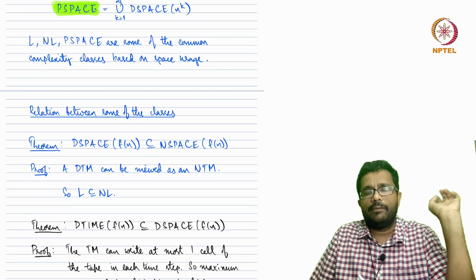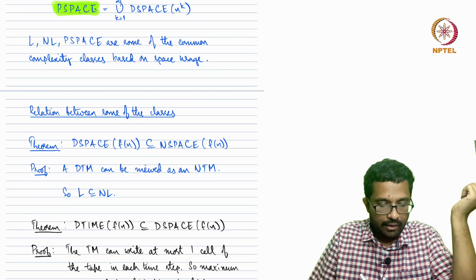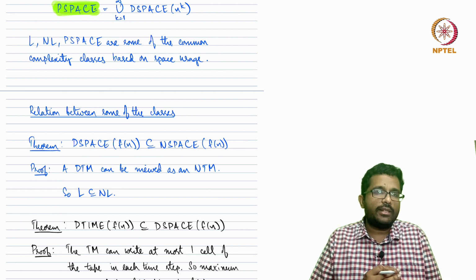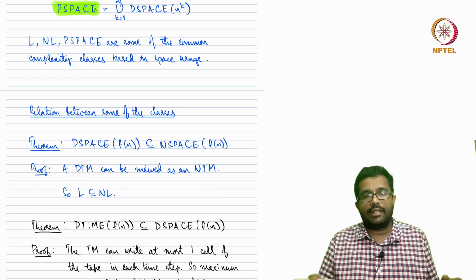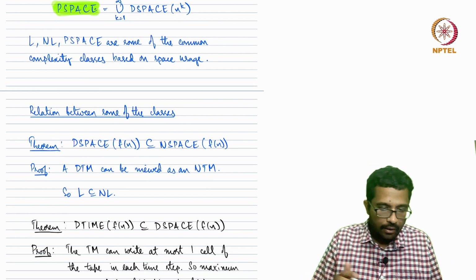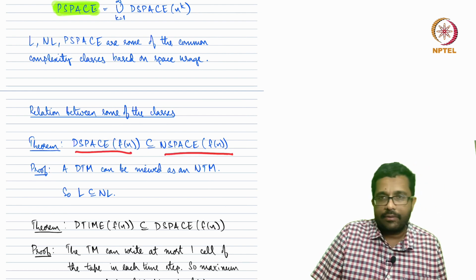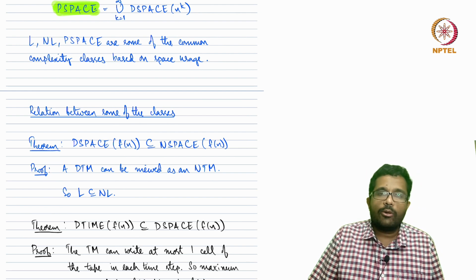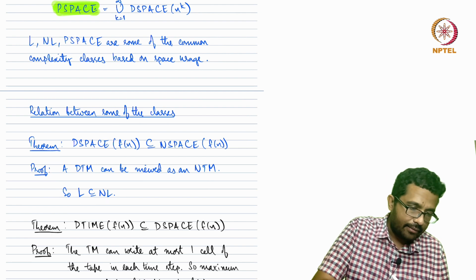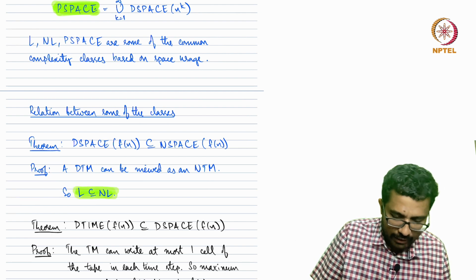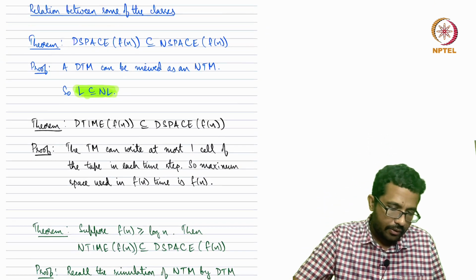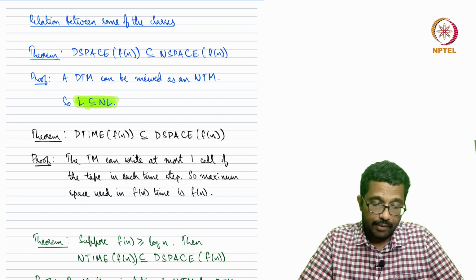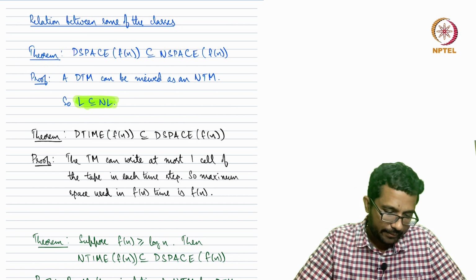We saw something similar in time: DTIME(f(n)) is contained in NTIME(f(n)), because a non-deterministic Turing machine can just act like a deterministic Turing machine. In other words, a deterministic Turing machine can be viewed as a non-deterministic Turing machine that does not use all the options. So DSPACE(f(n)) is contained in NSPACE(f(n)). It's straightforward. And this implies that if you set f(n) equal to log n, then L is contained in NL. But one may ask at this point, is it a proper containment? The answer is we don't know.